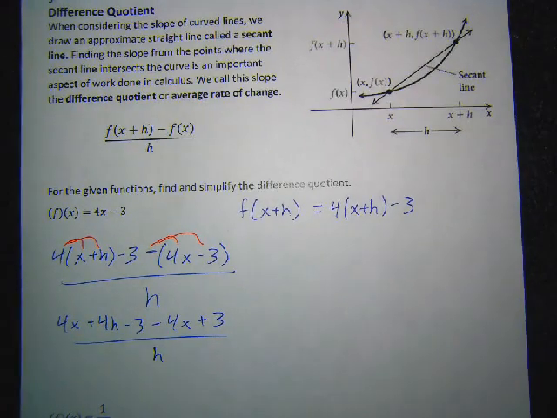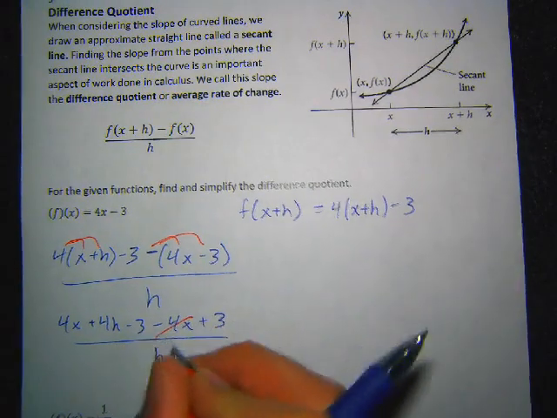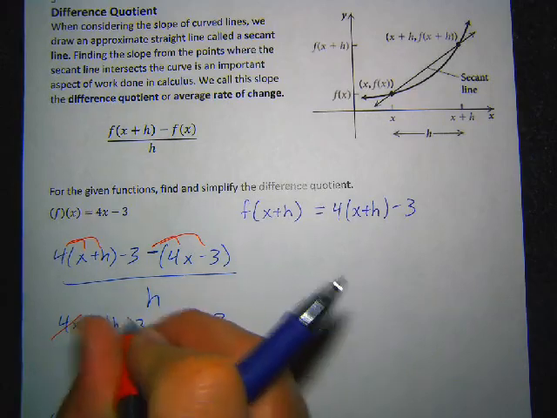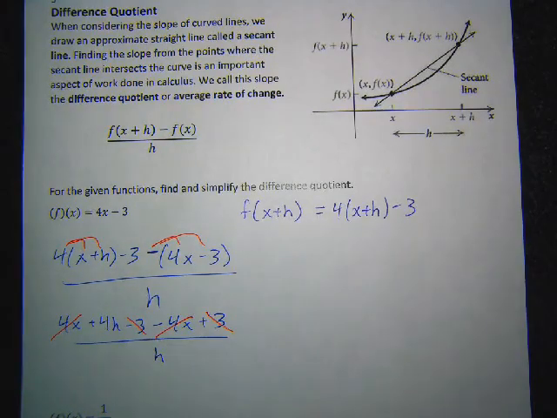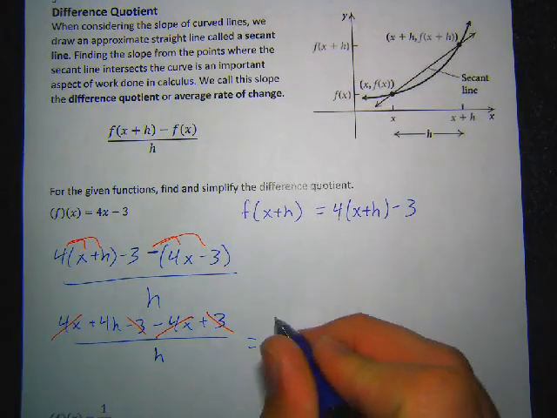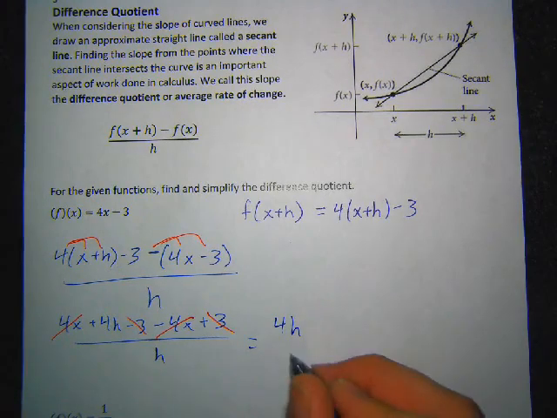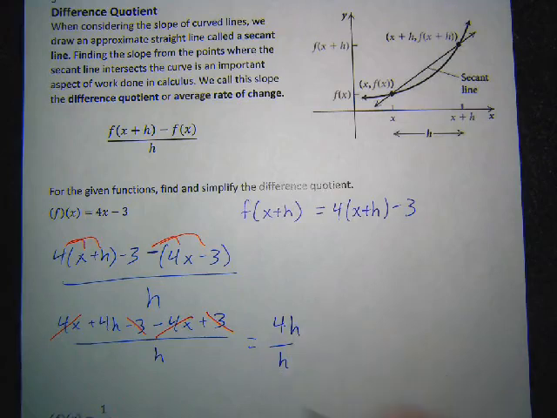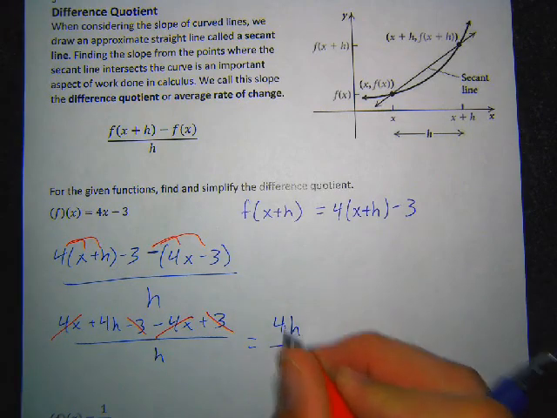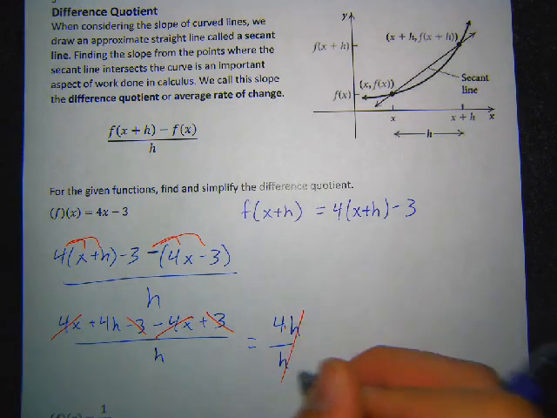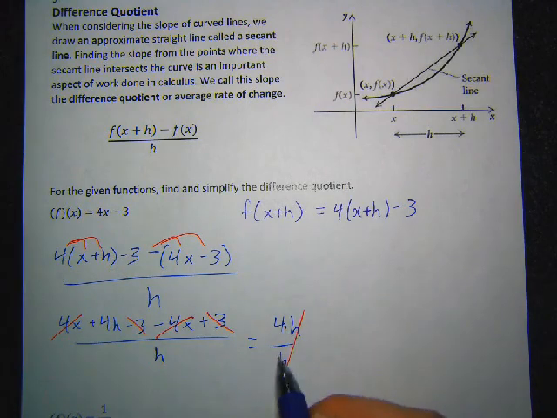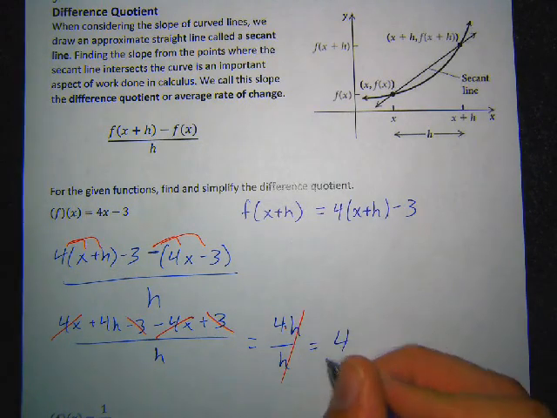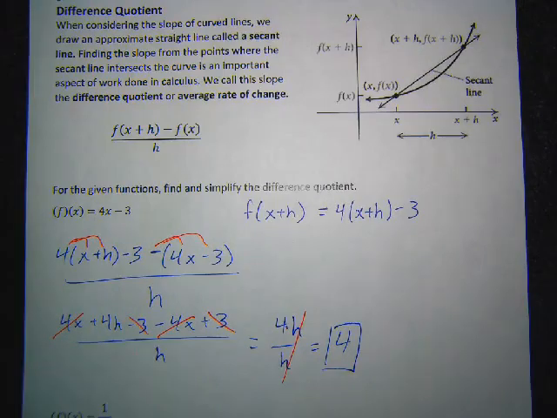Now I notice that some things cancel, right? We have a minus 4x and a plus 4x, and a minus 3 and a plus 3. So after you cancel all that, you're left with just the 4h and just the h. Well, now I have multiplication, 4h over h. You can see that I have an h on top being multiplied, h on the bottom being divided, those h's cancel because they're opposites, multiplication, division. So my final answer is just 4.